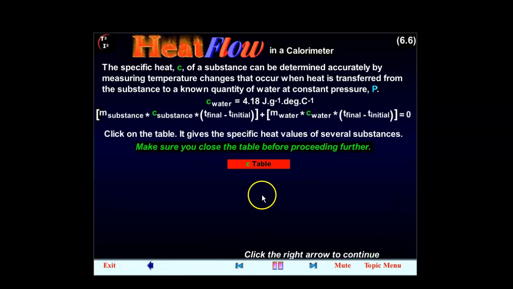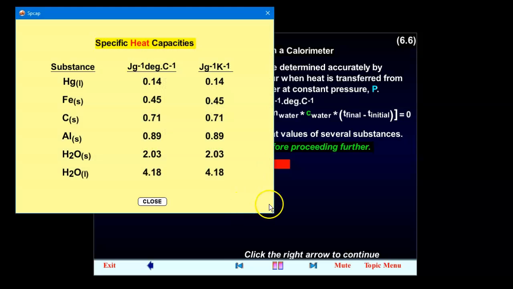Click on the table. It gives the specific heat values of several substances. These are the specific heat capacities of different substances. These are constants that need to be given or known before you solve any problems. You do not need to memorize this. They are substance constants that will be given to you.